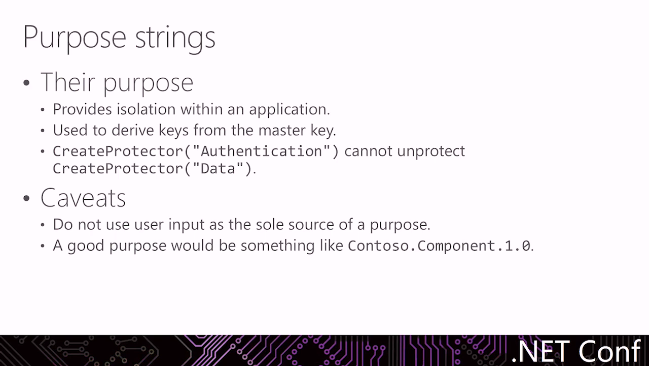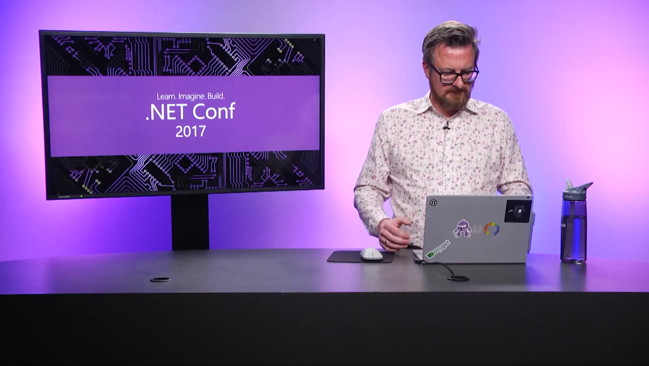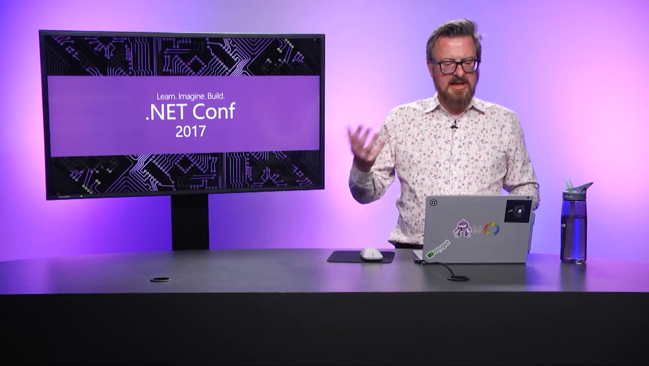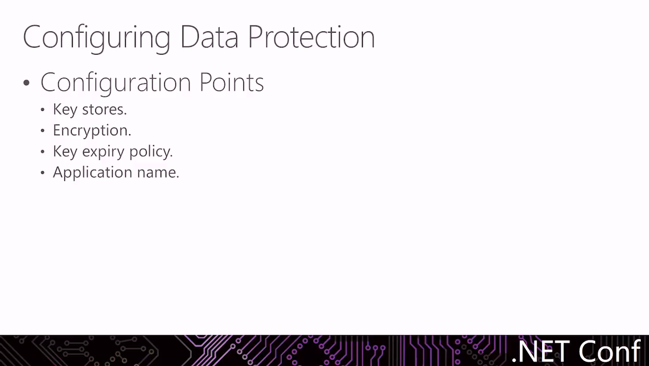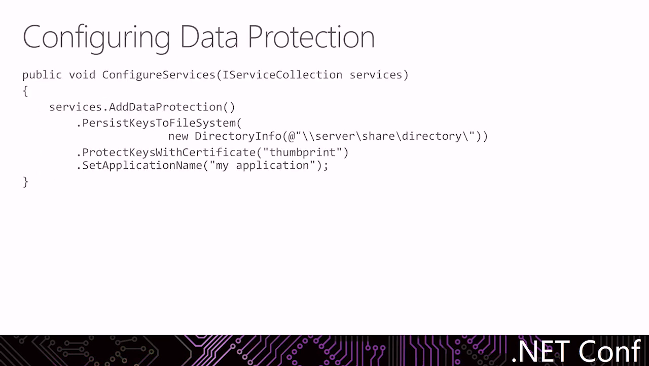We like the idea of you using namespaces, classes, and versions. So the way to configure data protection: select your key store, select your encryption mechanism for the key store. You can change the key expiry policy and set an application name. Now, we said that we automatically isolate based on application. If you don't want that, you just have to set the same application name within 2 applications or 3.